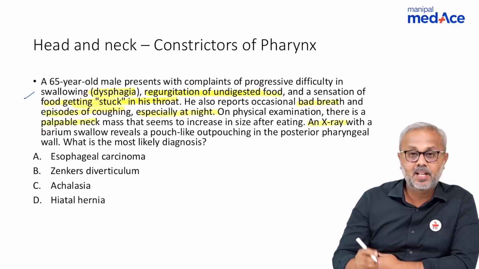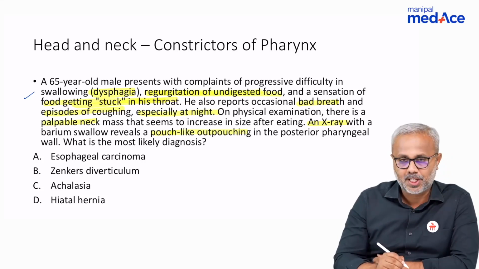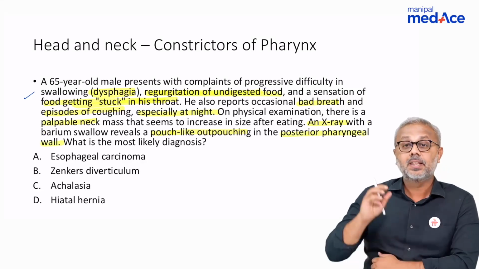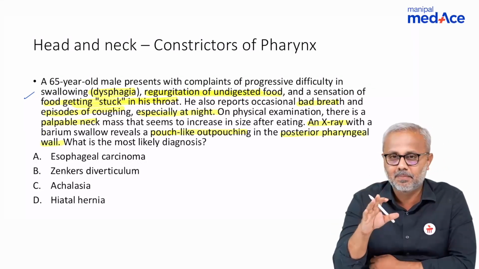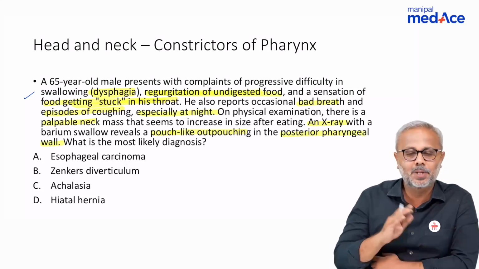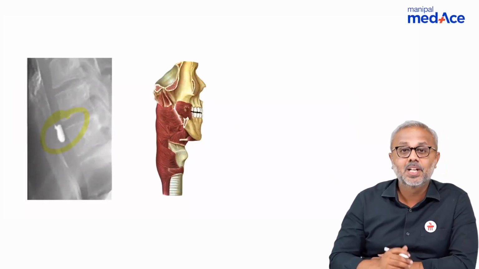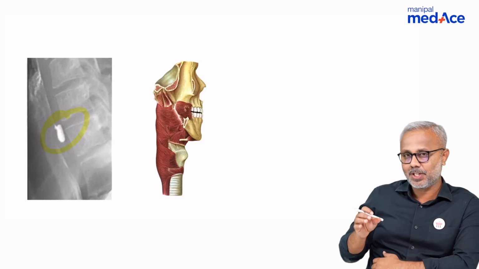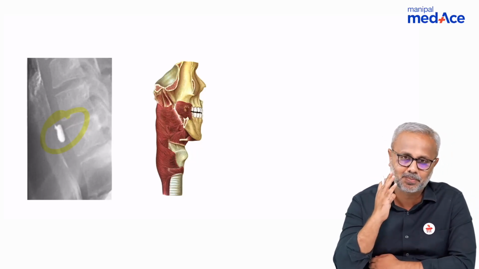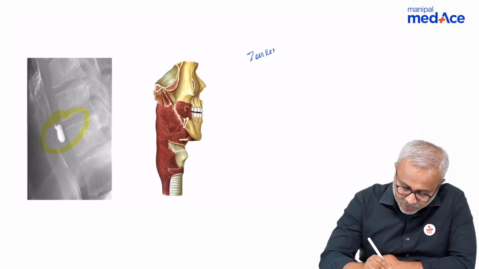Then an X-ray, and possibly an X-ray image was given with this, which shows pouch-like outpouching, especially when the barium meal is given, and this is in the posterior pharyngeal wall. This may not be the exact case, but this is how possibly it must have been given, right? And then what is the most likely diagnosis? So most of us have already made the diagnosis, but let's see, this was the image that was given, right? So this is a diverticulum coming from the posterior pharyngeal wall resulting in bad breath, regurgitation of food, cough and pressure symptoms. So what this could be? This could be the Zenker's diverticulum.